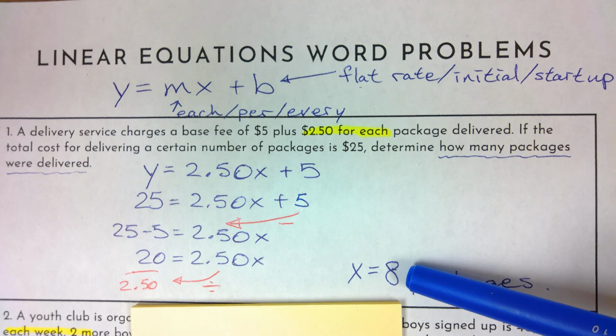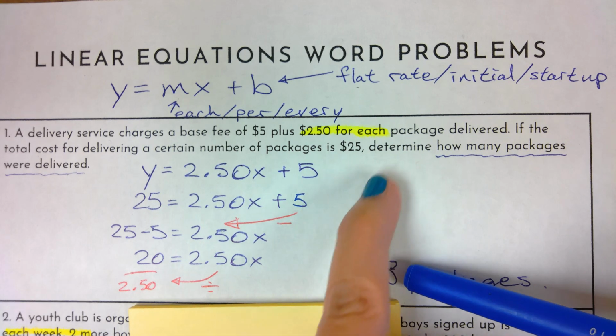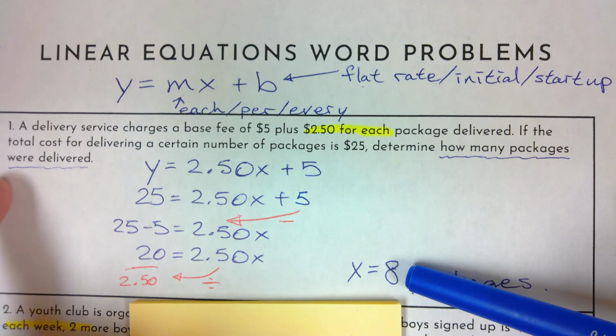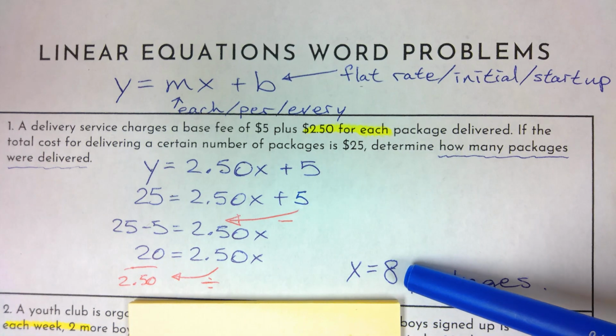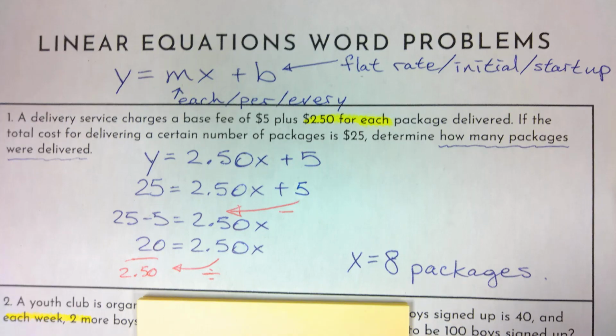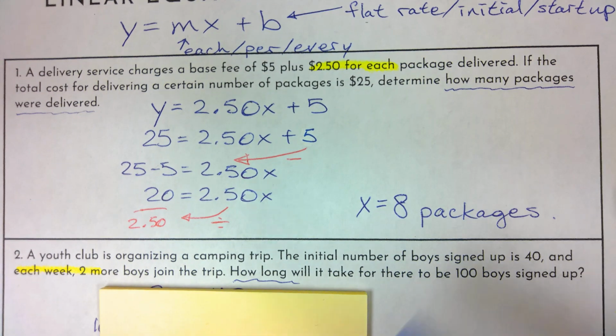Now at the end, I don't need a therefore statement, but I do require units so that it shows me you understand the word problem, the question. So here, just read the last part of the sentence again in the question. Determine how many packages were delivered. So therefore, your unit is 8 packages. Okay. Question 2, same idea.